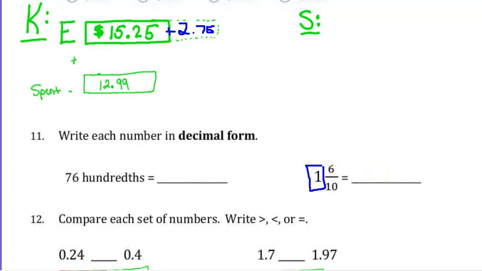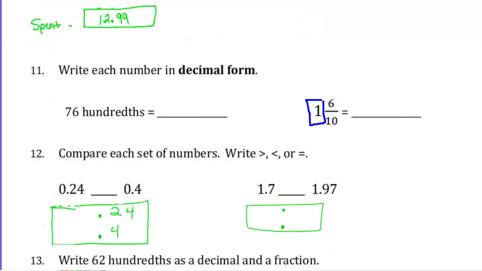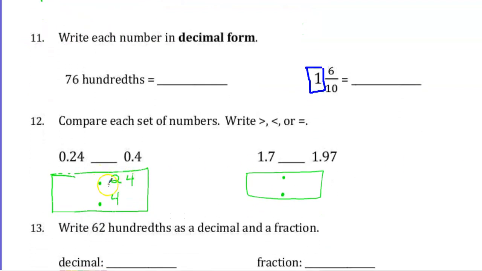For number 12, you'll be comparing fractions. Make sure you line up decimals and fill in the holes. 24 hundredths must be lined up vertically so that you can compare it. And you should also line up 1 7/10 with 1 97/100 so that you can fill in the holes and compare it now.